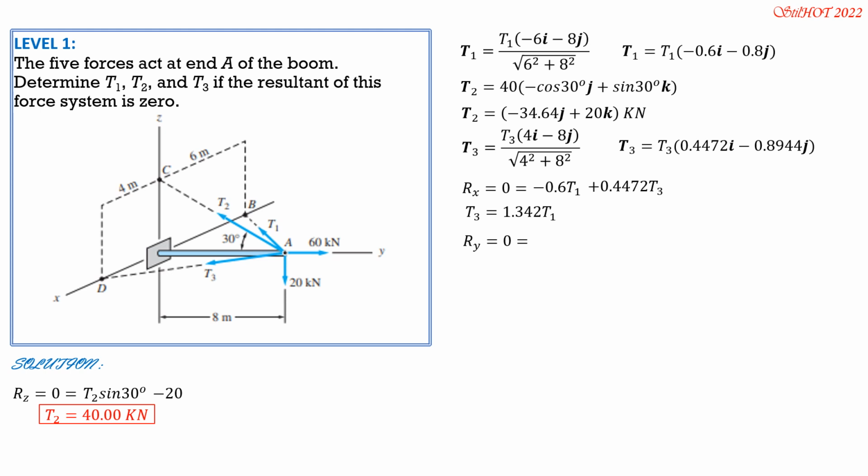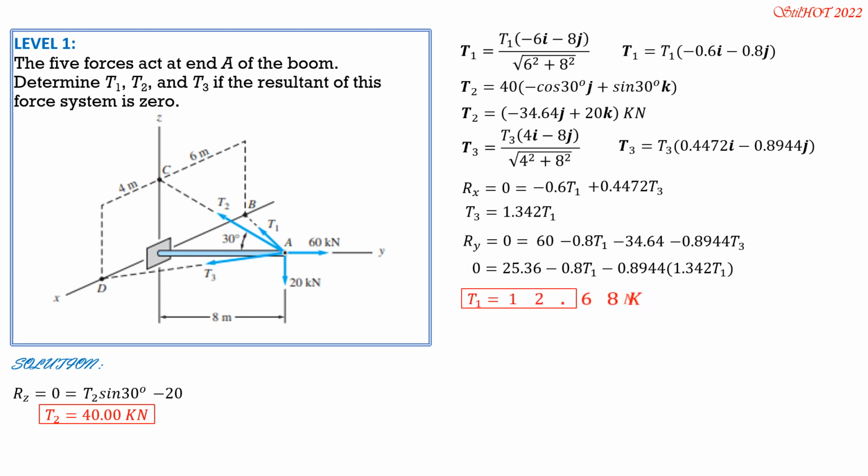Then Ry equals 0. It is equal to positive 60 here. Then for T1, we have negative 0.8 T1. Then for T2, we have negative 34.64. And for T3, we have negative 0.8944 T3. Since T3 is 1.342 of T1, 0 equals 60 minus 34.64, which is 25.36, minus 0.8 T1, then minus 0.8944 of T3, and T3 is 1.342 of T1. Therefore, we can now compute T1, 25.36 divided by quantity 0.8 plus 0.8944 times 1.342. So T1 is 12.68 kilonewtons.